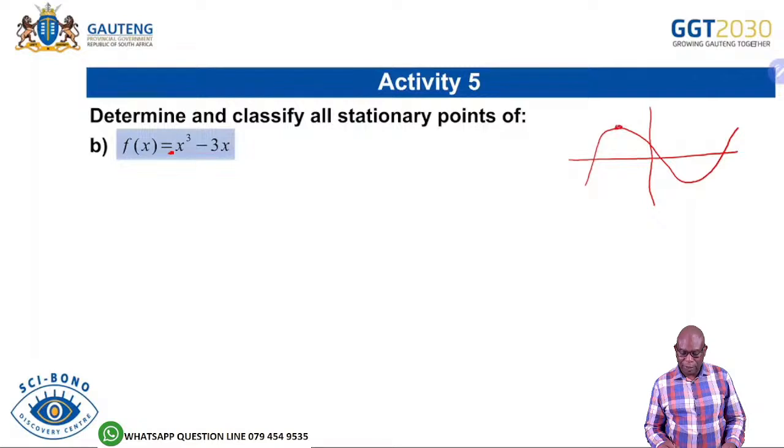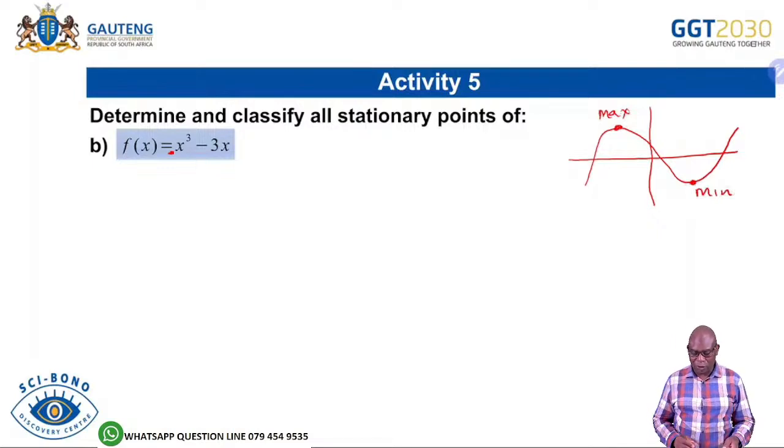So in other words, the first one will be our maximum. The next one there will be our minimum. So the first turning point will be your maximum, the next one will be the minimum. When A is less than 0, the first point will be the minimum, the next point will be the maximum. But let's check on this one.